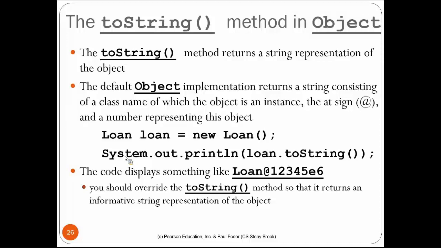So for instance, we can create an object of the type Loan, and we can invoke the method toString for it, and it will display that there is a Loan class at this location, 1, 2, 3, 4, 5, E, 6. It's just a hexadecimal number. We can't actually use it for anything else. In general, you should override the toString method so that it returns an informative string representing that object. For instance, in the case of a loan, it should return that this is a loan with given data fields, like loan amount, date, period, interest, and so on.